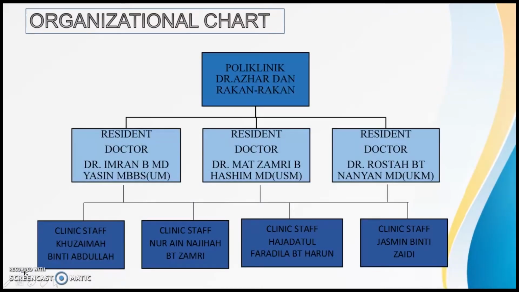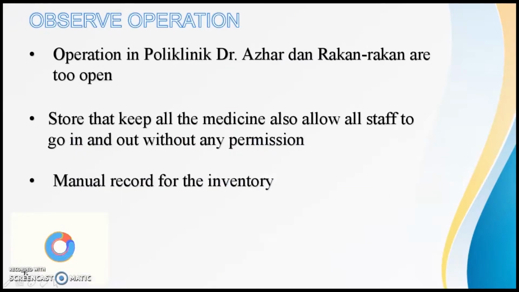The polyclinic has 3 resident doctors who rotate their schedule to work, as there are 3 branches of the polyclinic in Changlun, and 4 clinic staff who clearly know the process from the registration stage until the payment stage of the patients. From our observations of the operation in the polyclinic, we think that the operations are too open, and the store that keeps all the medicines also allows all the staff to go in and out without any permission, and the manual record for the inventory might cause the record of inventory balance to become inaccurate.